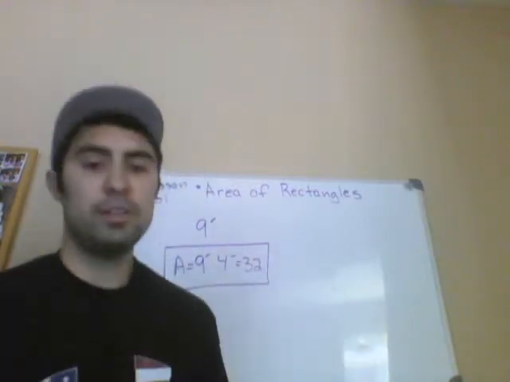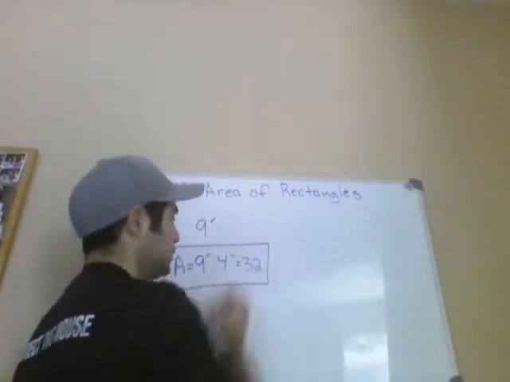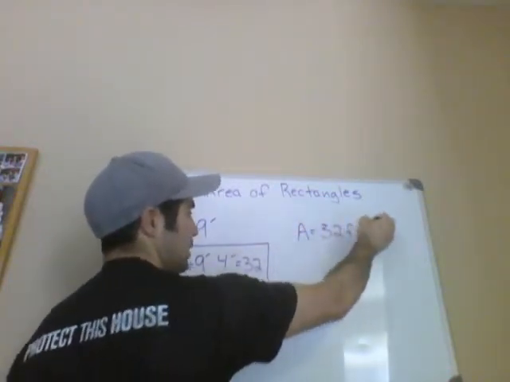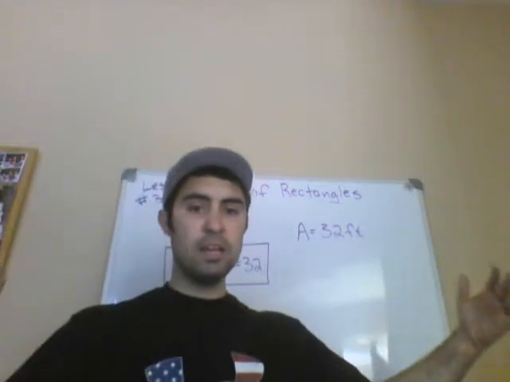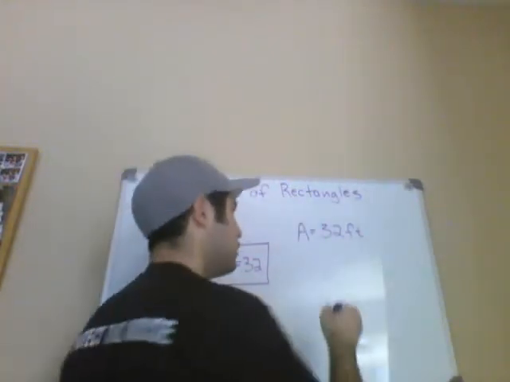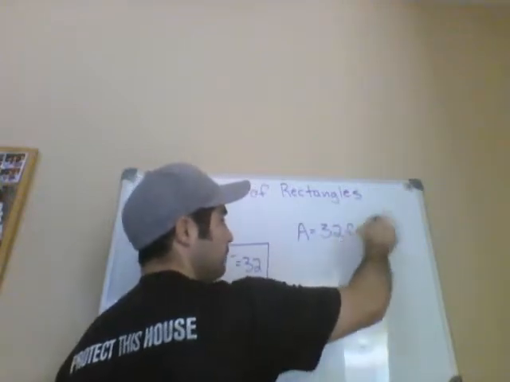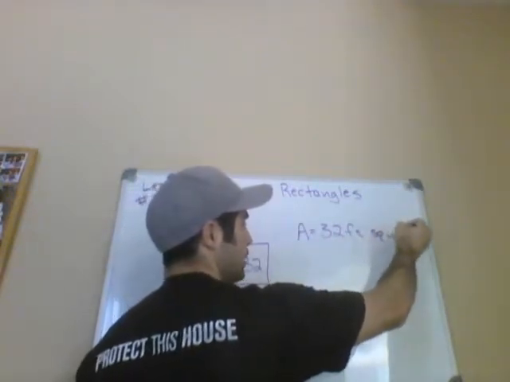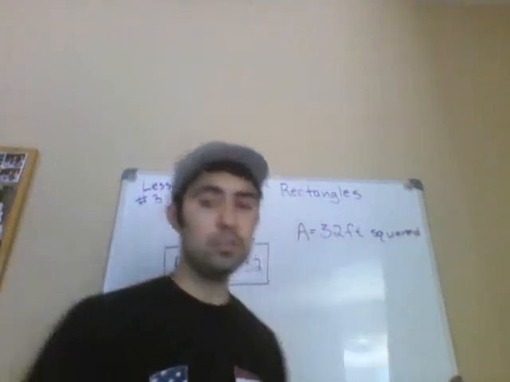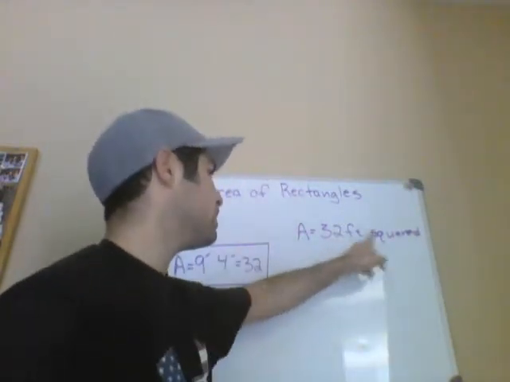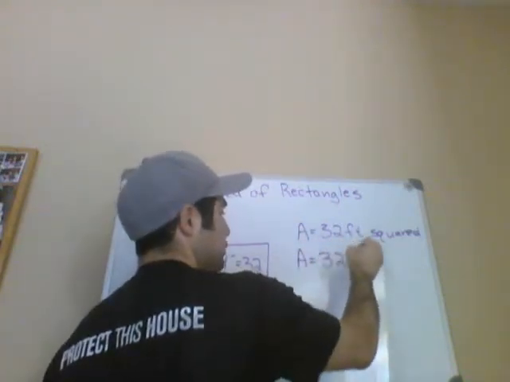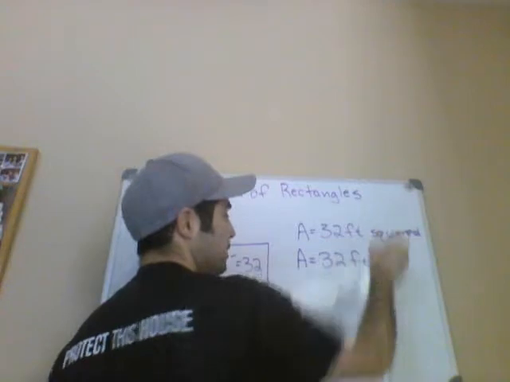Alright, let's talk about the units. If the area is 32 feet, feet is a length. So that would be 32 feet long. But we're talking about an area. So whenever you do area, you're going to put feet squared. Those are the units of measurement that we use to describe area. Feet squared. A lot of times you'll see it written like this: 32 feet with a little 2 in the air.